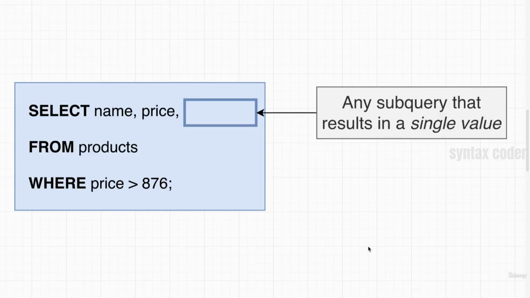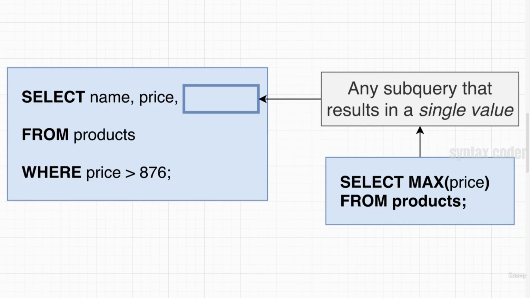So the first scenario that we're going to consider is putting a subquery into a SELECT statement. If we want to add a subquery into a SELECT statement, we must add in a subquery that's going to result in a single value. So in this case, if we want to add in a subquery right here, it must be a subquery that's going to give us back just one single value, or just one row with one column.